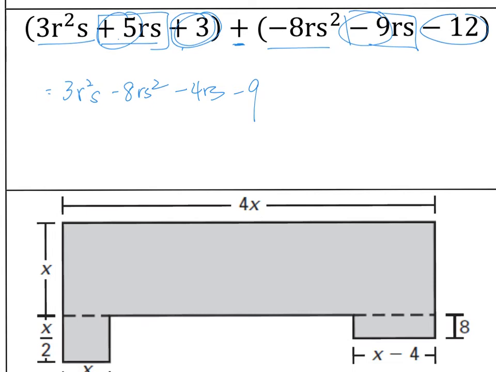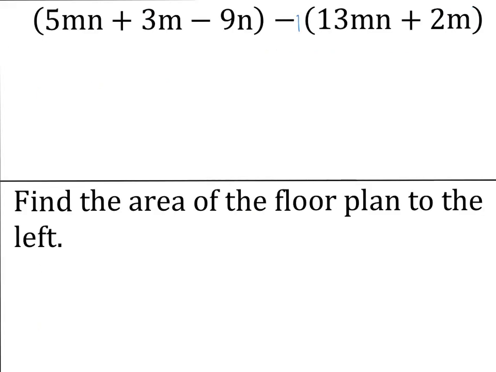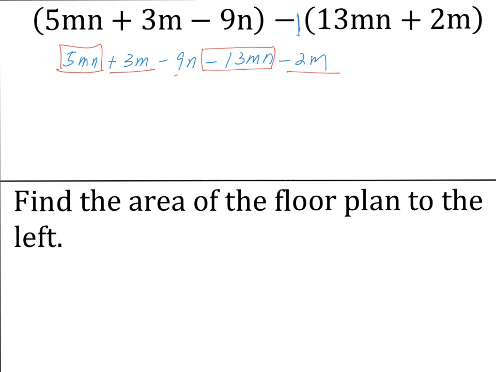In this case, we again need to distribute the -1 here. 5mn plus 3m minus 9n minus 13mn minus 2m. Now let's combine like terms. We have 5mn, negative 13mn, and then we also have plus 3m and minus 2m, and then negative 9n is by itself. So let's go with this first. So 5 minus 13 makes negative 8mn, and then plus 3 minus 2, so that's plus m, and then minus 9n.